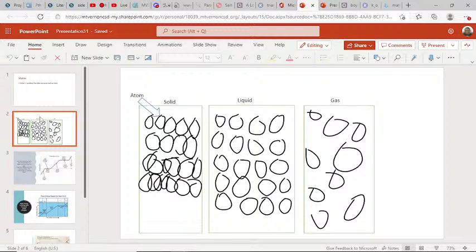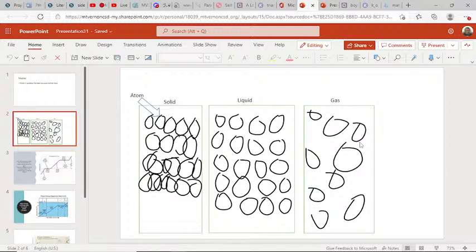Particles in a solid are tightly packed together. So that's what you're seeing right here. The particles, or you can say atoms, are tightly packed, and they don't really move that much. For a liquid, it's not as closely packed together, but it still can't really move freely. Gases, they just move freely. They don't really touch each other like that.